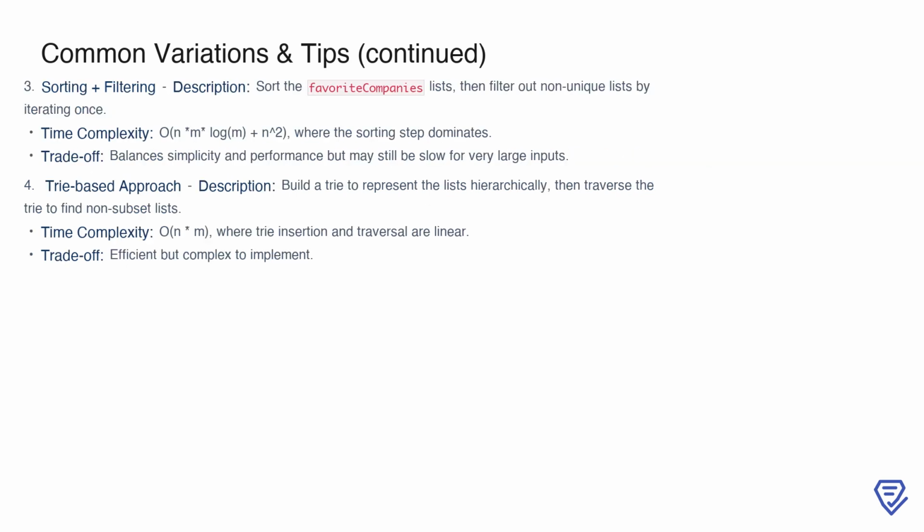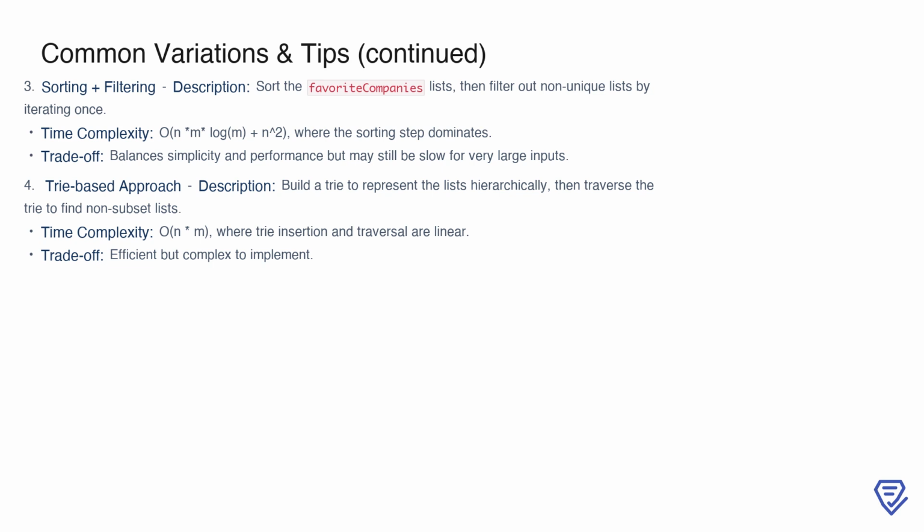Another alternative is sorting the favorite company's lists and then filtering out non-unique ones by iterating through them. The sorting step, which dominates the time complexity, takes O(n m log m), and the overall complexity becomes O(n²) due to pairwise comparisons. This method strikes a balance between simplicity and performance but may still be slow for very large inputs.